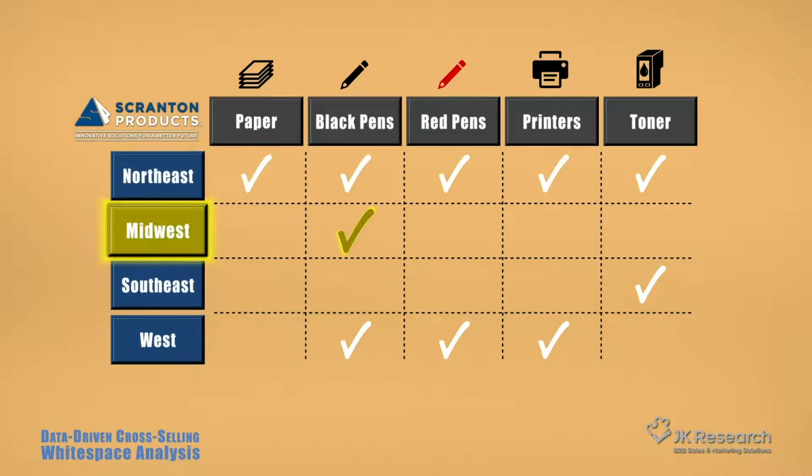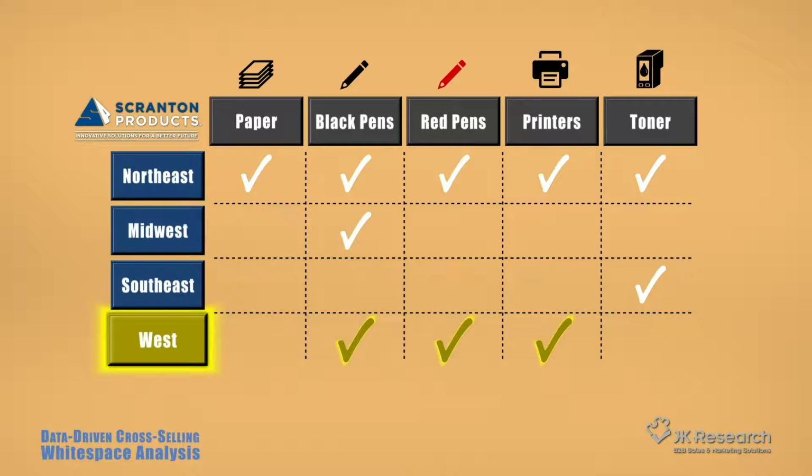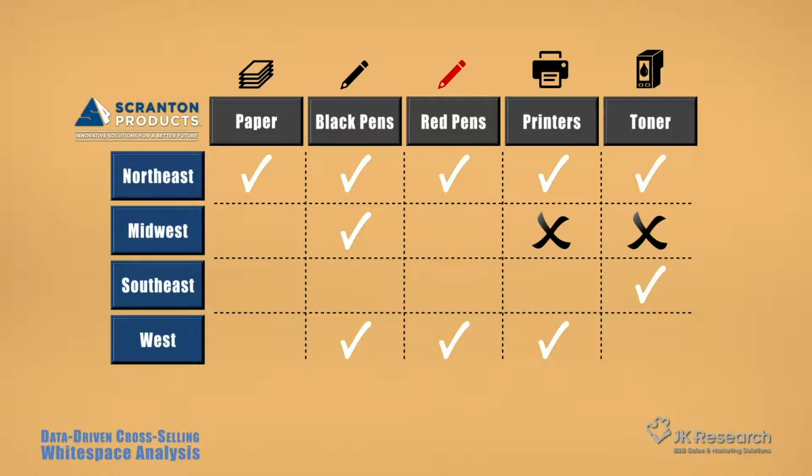In the Midwest, he's selling black pens. In the Southeast, he's selling toner. And in the West, he's selling printers as well as red and black pens. He then puts an X in the boxes where he knows he has no shot of success.